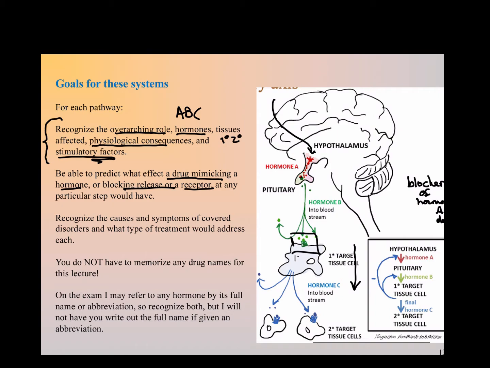Would it increase the activity of the target tissues? Would it decrease their activity? And then we're covering a couple of different diseases, growth hormone and cortisol disorders. So understanding those specific causes and symptoms of those disorders is important. Like I said, I'm not giving you any drug names for this one. This is really very conceptual.